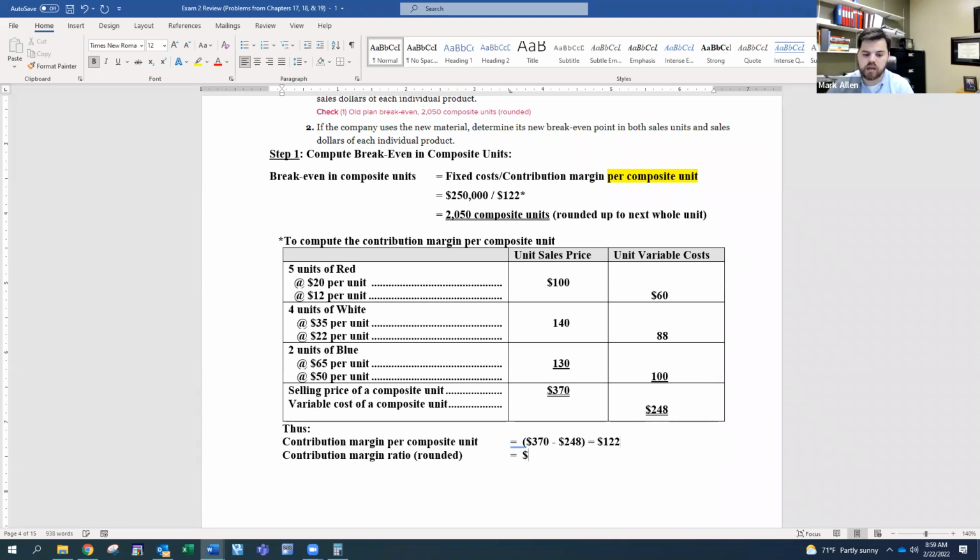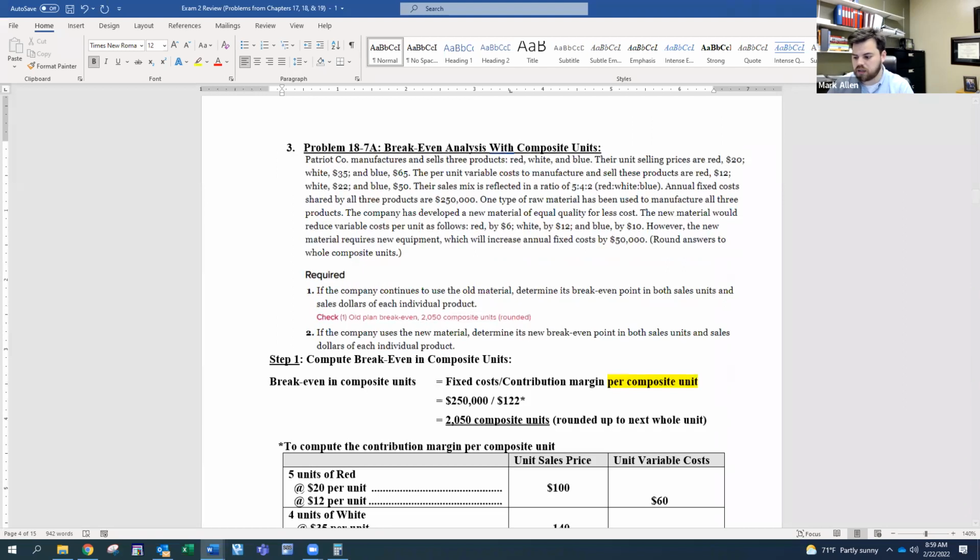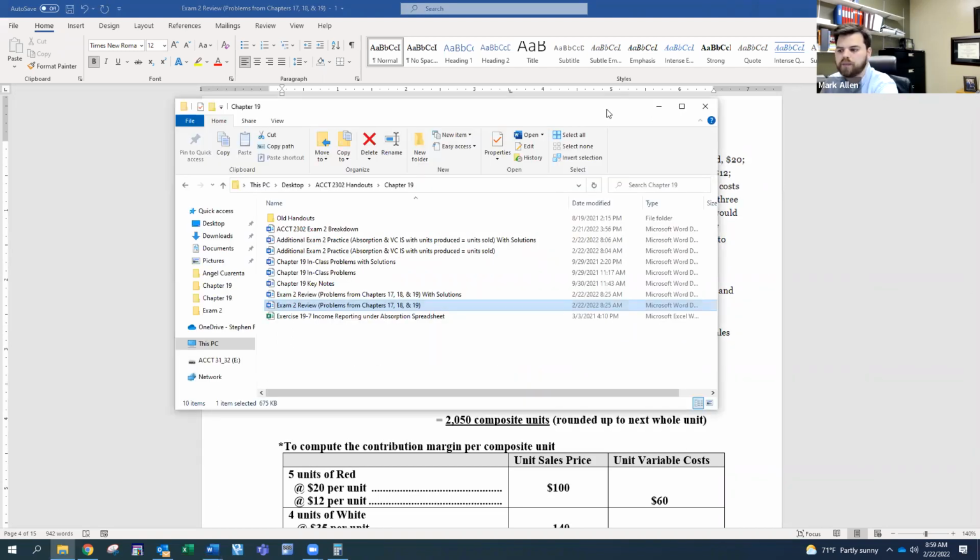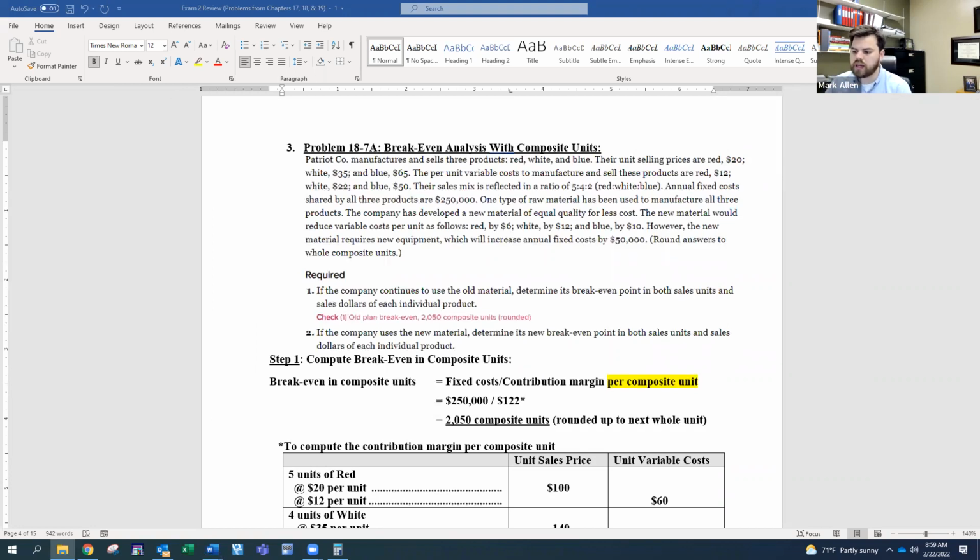Now, what we need to do next is take my contribution margin ratio. So that will be my contribution margin per composite unit, which we just calculated as the 122, and we'll simply divide by the $370. When we do that, this will come out to a ratio of 32.97%. Okay, so that's what we end up with.